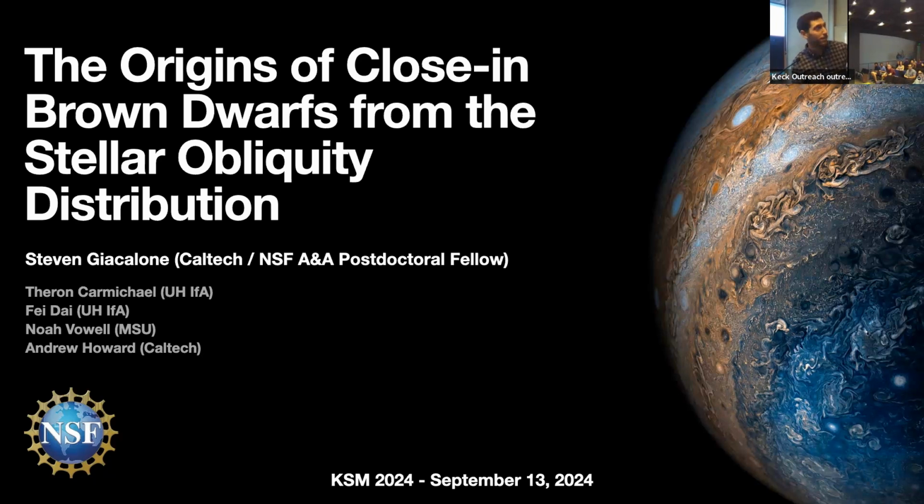My name's Steven. I'm an NSF postdoc fellow here at Caltech. I usually work in the realm of exoplanets, but I've recently branched out into the regime of brown dwarfs. And today I'm going to be telling you about how we can infer the origins of close-in brown dwarfs based off the stellar obliquity distribution.